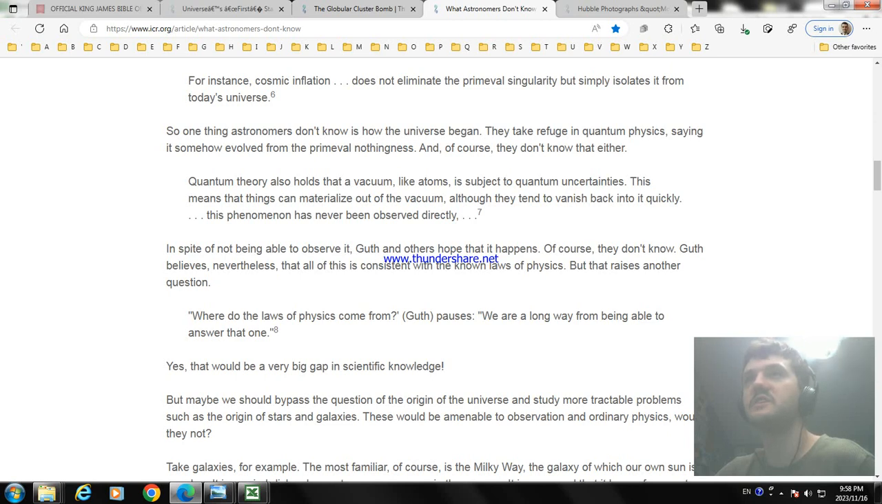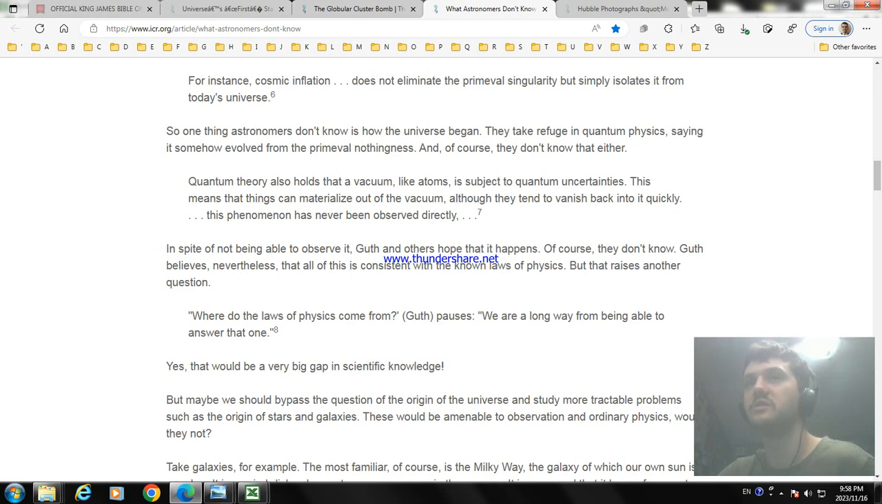For instance, cosmic inflation does not eliminate the problem of the singularity; it only pushes it back from today's universe. So many astronomers do not know how the universe began, and they take the approach of saying something evolved from the primeval nothingness. And of course, they do not know that either.